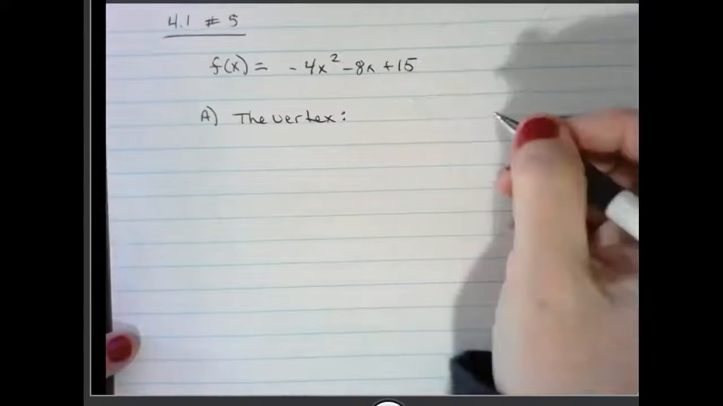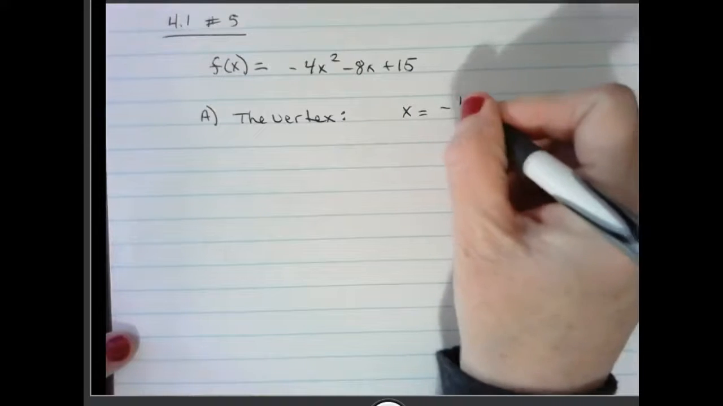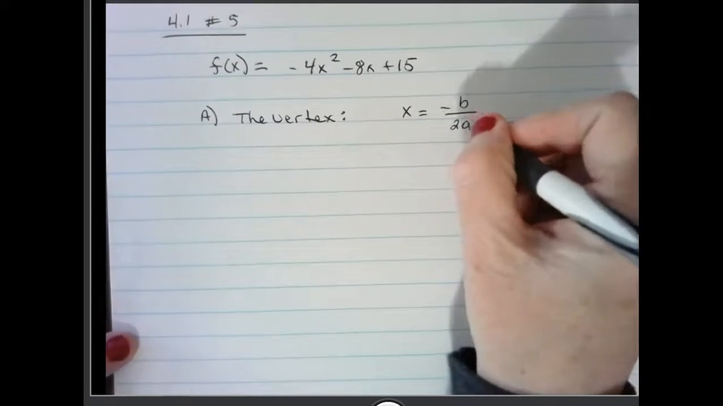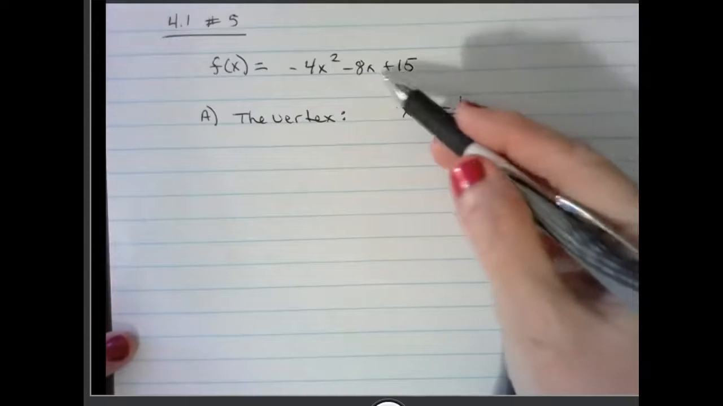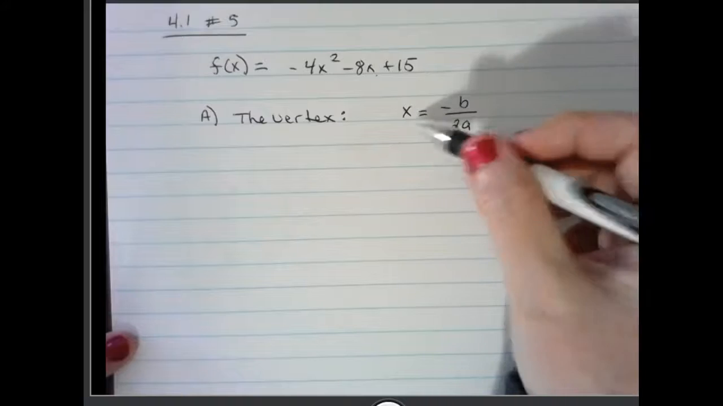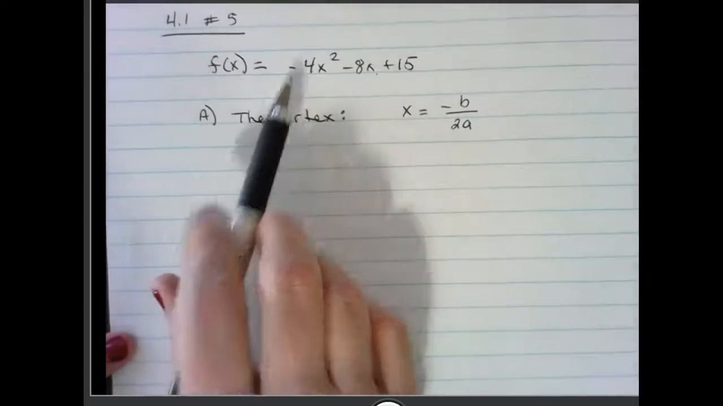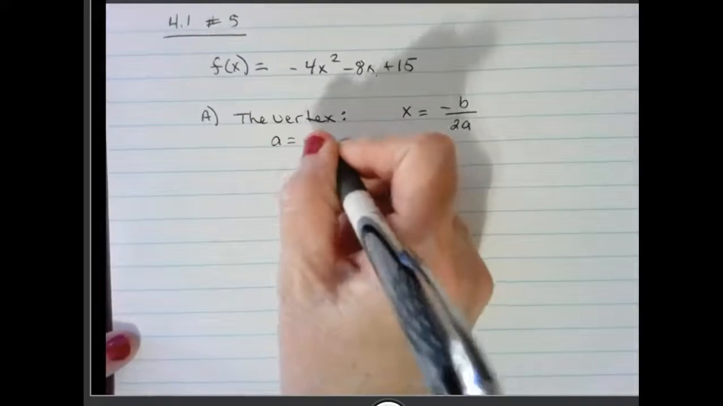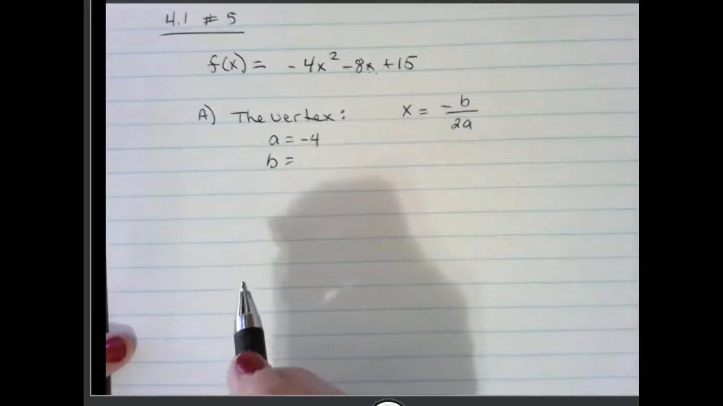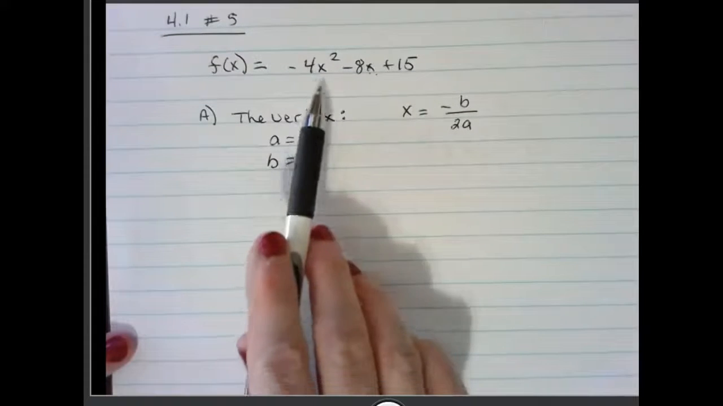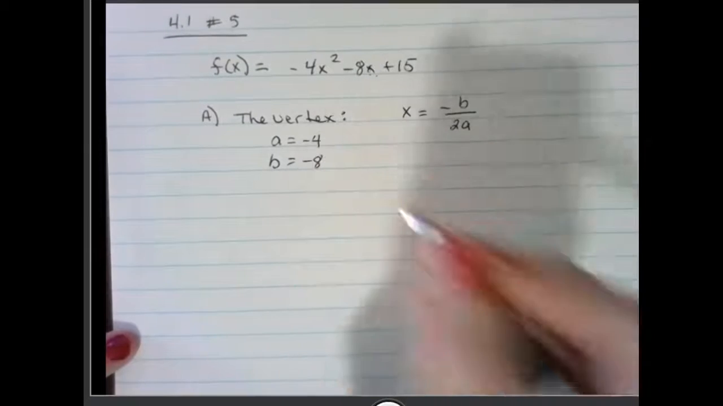And there is a quick way to do this. It will find the x value of the vertex by using negative b over 2a, and then once I find the x value, I can plug it in and find the y value, or the f of x value. So my a comes from here, negative 4, and my b is whatever is in front of my x variable. The x squared is my a, that's my coefficient, and the coefficient in front of the x is my 8.